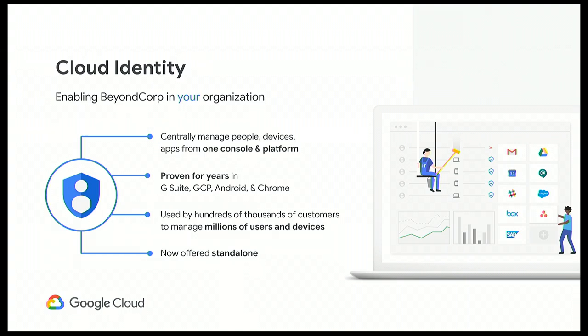So Cloud Identity is the vehicle that brings the BeyondCorp security model to your IT and business applications. Also, Cloud Identity is the identity layer that powers G Suite and GCP applications. It's been there for some time. We have hundreds of thousands of customers using Cloud Identity, about billions of users. And it's also offered as a standalone product starting March of last year, 2018.